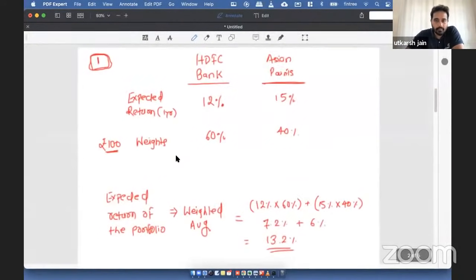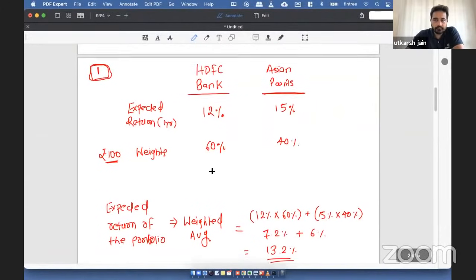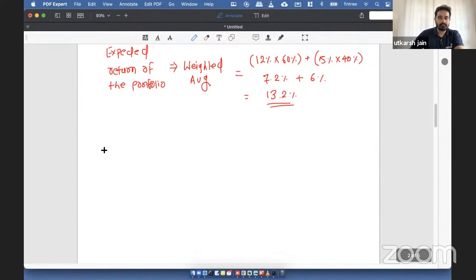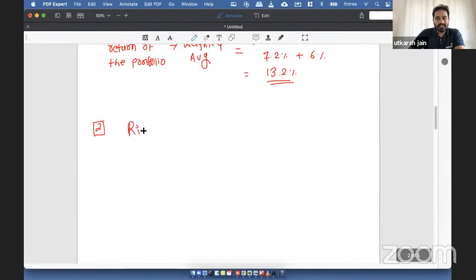Now, continuing with the same example, I have HDFC Bank and Asian Paints, and the second concept is that I want to look at what is the level of risk that these stocks are bringing into my portfolio. Now, Harry Markowitz defined risk very tightly. Risk could be defined in 10,000 different ways, but because he was trying to bring algorithms into the calculation, there was a need for defining risk in a very tight, concise fashion.